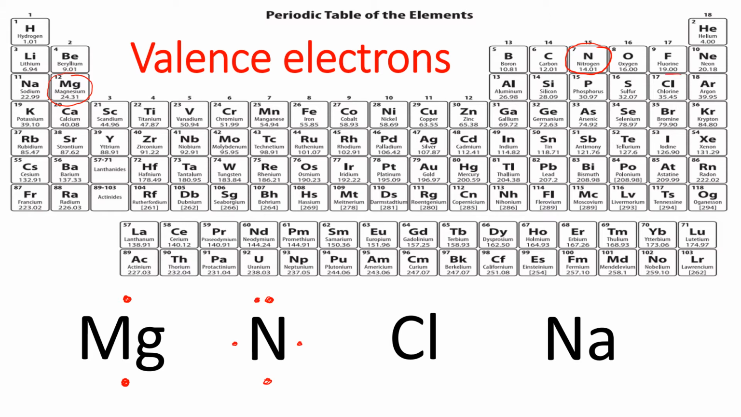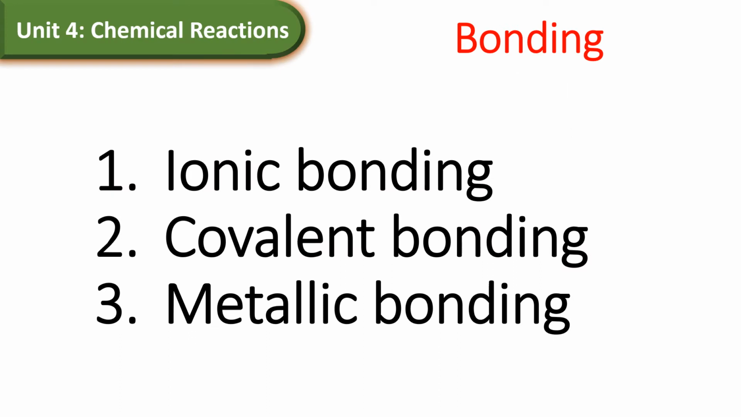Next we have your chlorine. Chlorine belongs to group 7, so it has 7 valence electrons. 1, 2, 3, 4, 5, 6, 7. And we have your sodium, which is a group 1 element, so it has 1 valence electron. It is very important that you understand what valence electrons are, so I want you to watch video number 3 to learn more about valence electrons.